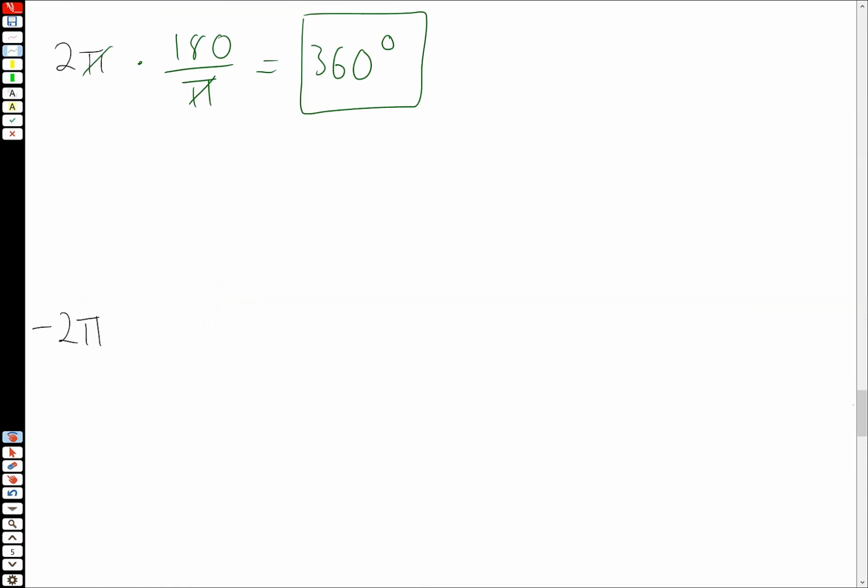Okay. Now, if you're dealing with a negative angle, same thing applies. Nothing's really changing. So let's say we wanted to convert negative 2 pi. What would happen? Well, we do the same thing. If we're going from radians to degrees, multiply by 180 over pi. Pi's cancel out. And you just carry the negative sign over. So this is negative 2 times 180, which is negative 360 degrees.